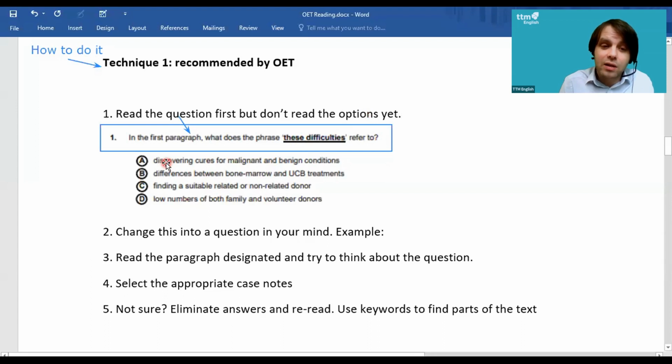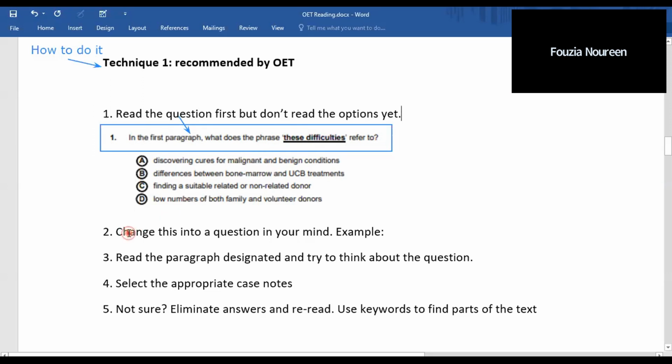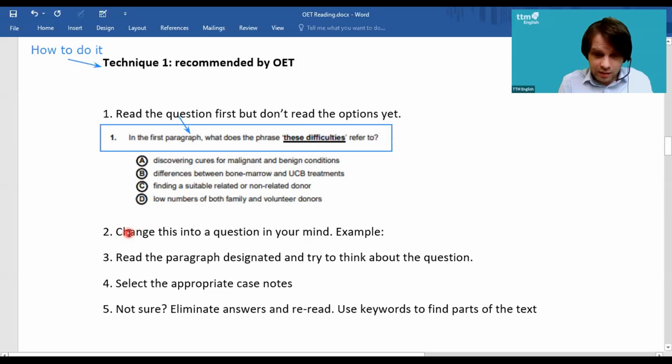So that's a big mistake that people make. They think that they're searching for keywords. They think that they are doing specific reading, but it's not. It's general reading. So you need to focus on this.